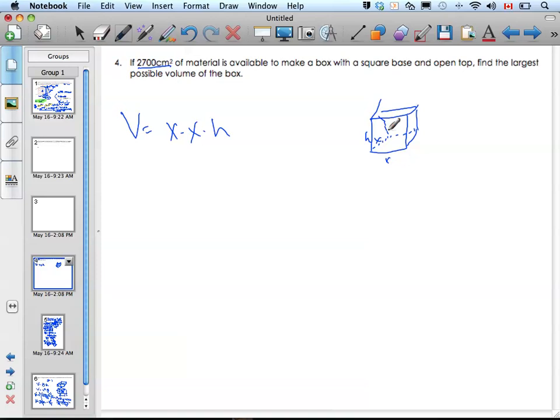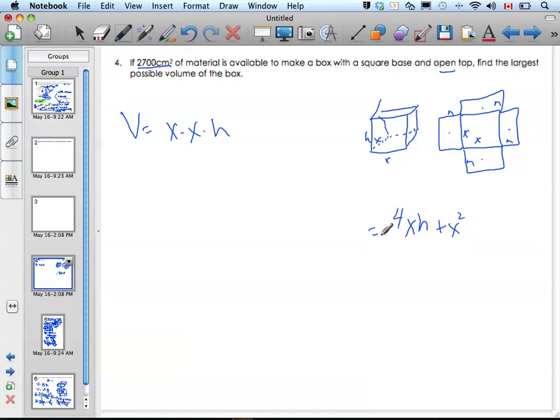Well, if I think about my box, it's an open top. If I open it up, here's my square base, x by x. If I pull down the sides, I'm going to have one side here, and here, and here. And these are my heights, h all around. So these four rectangles are all the same. And that area, there's four of them, well, x times h. So one of those rectangles is x times h, and there's four of them, plus the bottom is x squared. That's my surface area, and that is 2,700 in total.